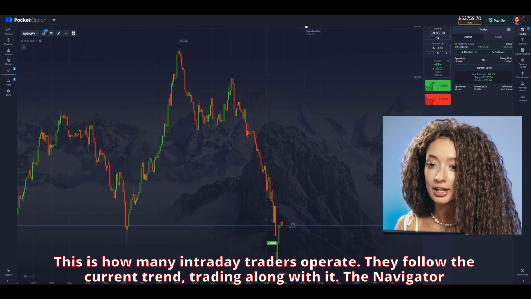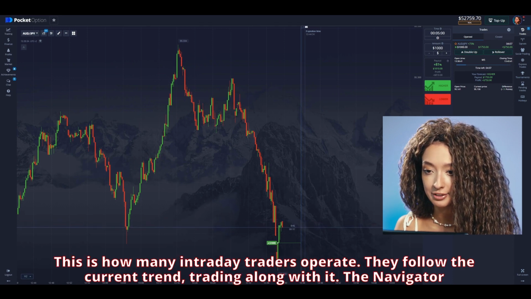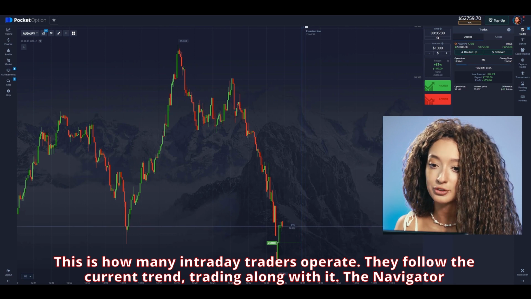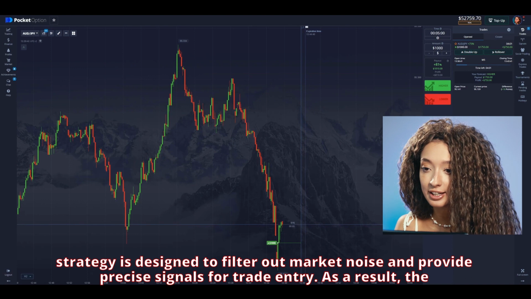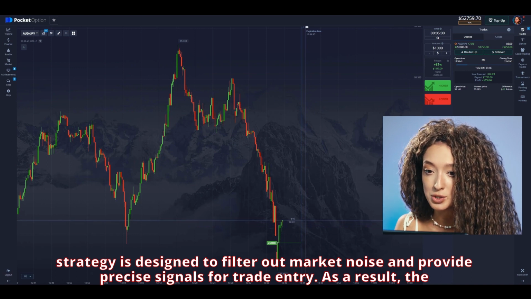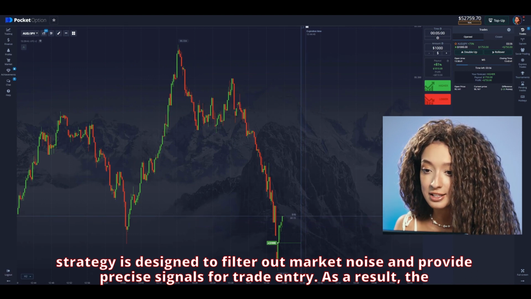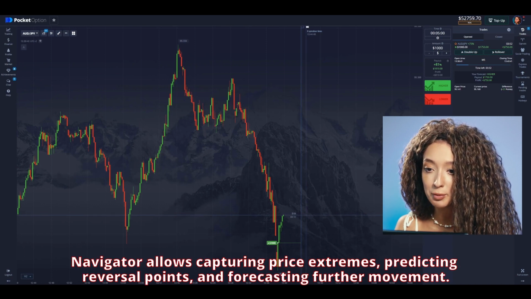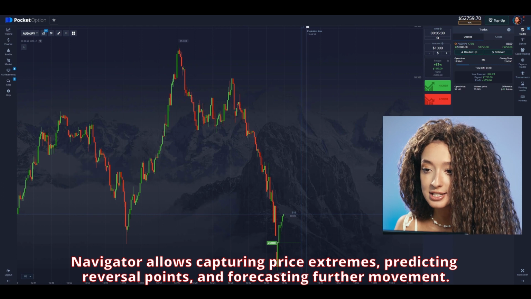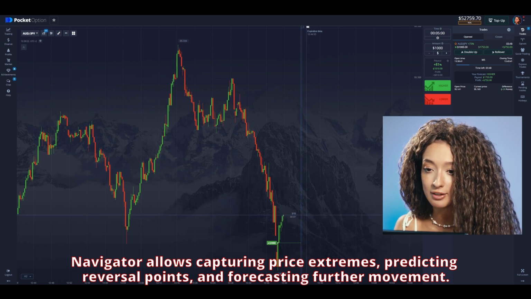This is how many intraday traders operate. They follow the current trend, trading along with it. The Navigator strategy is designed to filter out market noise and provide precise signals for trade entry. As a result, the Navigator allows capturing price extremes, predicting reversal points, and forecasting further movement.